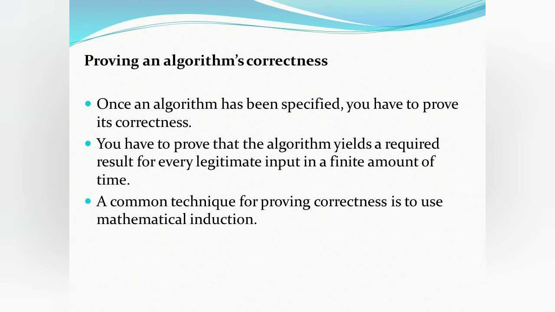Proving an algorithm's correctness. Once an algorithm has been specified, you have to prove its correctness. You have to prove that the algorithm yields a required result for every legitimate input in a finite amount of time. A common technique for proving correctness is to use mathematical induction. A proof of correctness requires that the solution be stated in two forms. One is assertions that deal with input and output variables of the program. The second one is specifications that are expressed in predicate calculus.